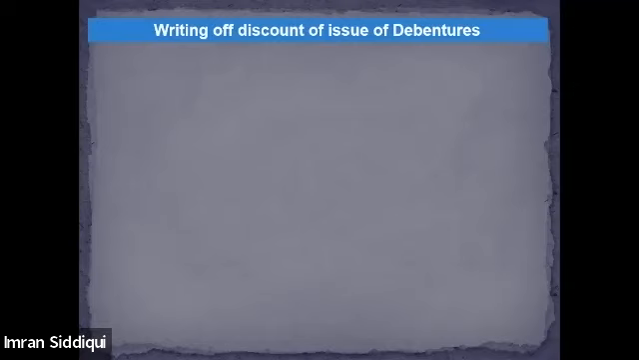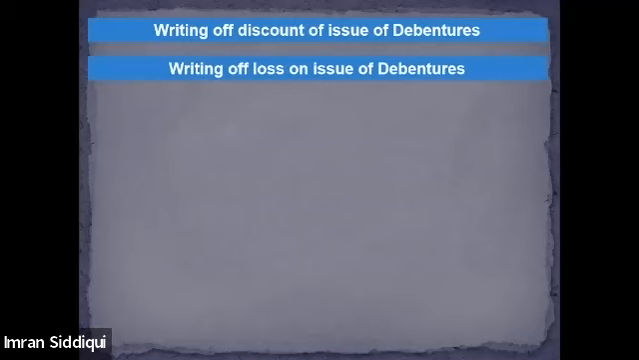Whatever discount the company is allowing to the debenture holders or investors is a kind of expense, or you can also call it a loss for the company. And similarly, when the company provides premium on redemption, that will also be considered as a loss, right?